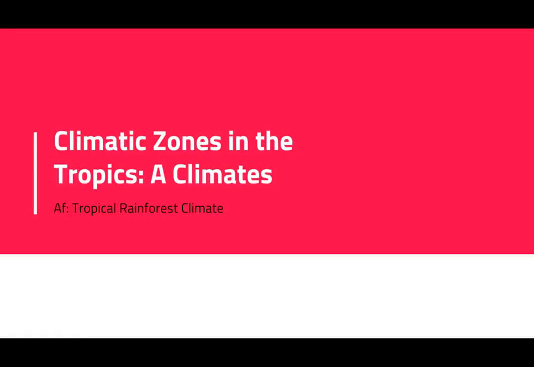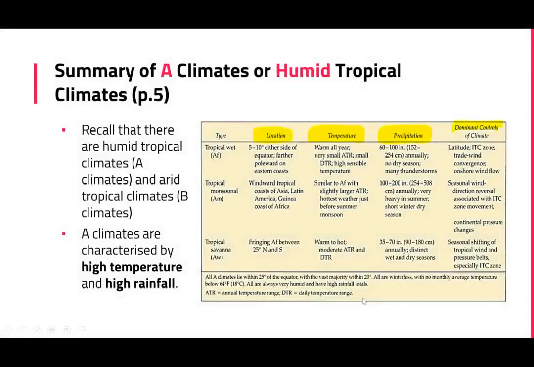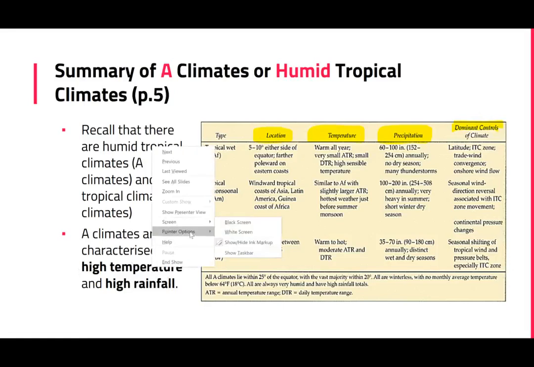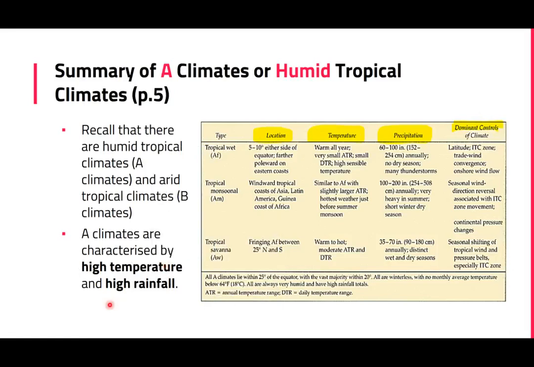So the focus of our lecture today will be on A climates. If you already read the lecture notes, you should realize that A climates are the humid tropical climates. They are characterized by high temperature, which once again is a key characteristic of the entire tropics, as well as high rainfall.